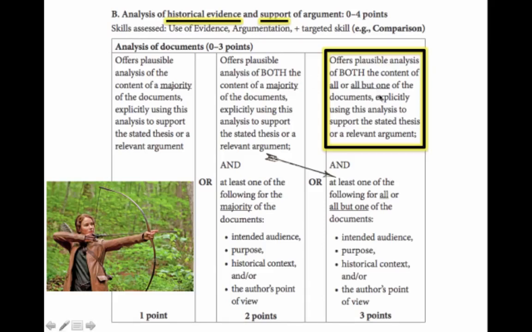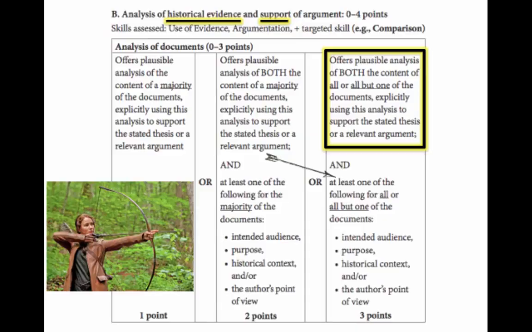So if you do all but 1 and you use those to support your thesis, you get that point, but you also got to do this. When you are using your documents, you need to show at least one of these skills. You need to talk about what is the intended audience of the document. That's one option. The purpose of the document. The historical context in which the document was written, or the author's point of view. So if you do any one of those in your analysis while supporting your thesis, you can get the full 3 points. Now, it's hard to remember all those different things.